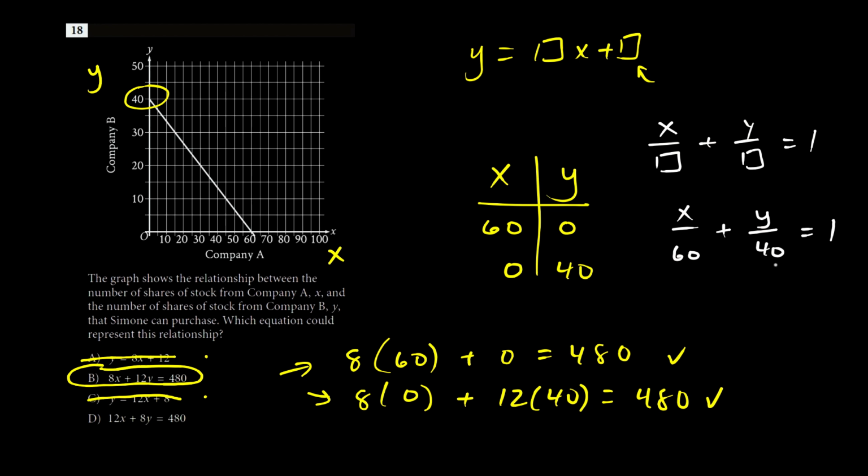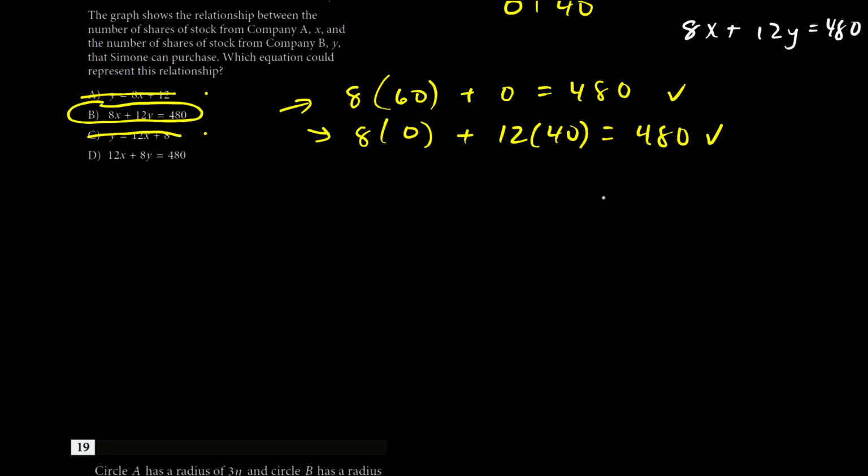And then what we'd have to do is clear the denominator. So we can multiply by what both 60 and 40 go into. In our case, you might have noticed that we have 480 in both of those. So you can go ahead and multiply by 480 and then just see what happens. In doing that, you're going to end up getting 8x plus 12y equals 480. So a different form, in case you haven't seen it.